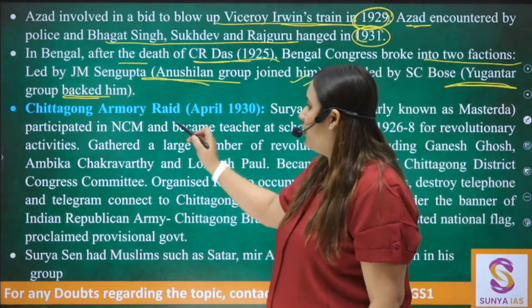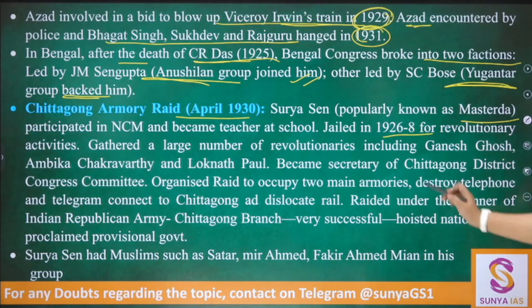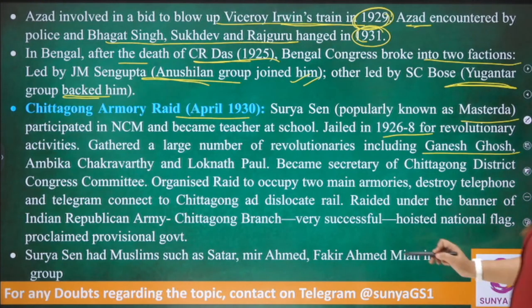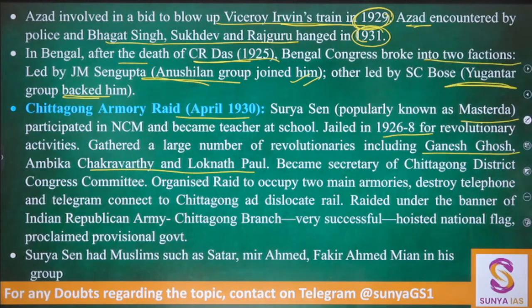There was a Chittagong Armory raid also, which happened in April 1930. Surya Sen, who was popularly known as Master Da, participated in the non-cooperation movement. He got jailed in 1926-28 for revolutionary activities. He gathered a large number of revolutionaries, including Ganesh Ghosh, Ambika Chakravarti, Loknath Paul, and all these leaders became very famous at that time.